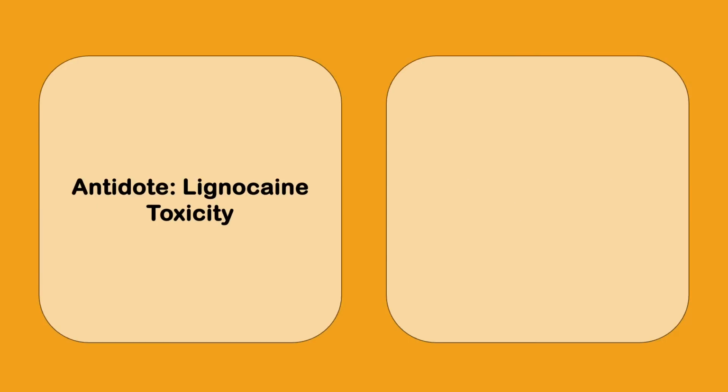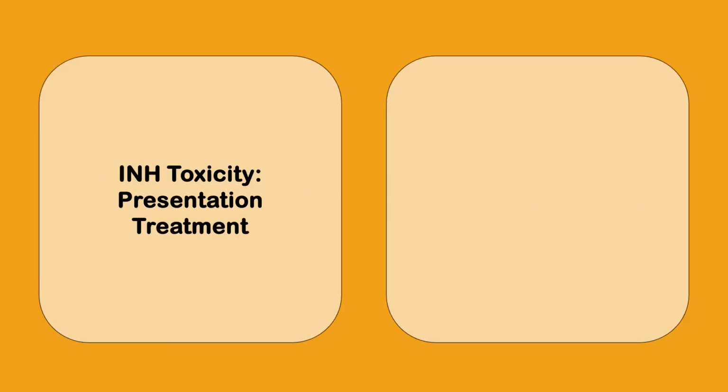Lignocaine toxicity, what antidote can we give? We give them intralipid emulsion. INH toxicity, isoniazid toxicity. How would they present and what would be the treatment? INH toxicity usually presents with seizures and the treatment is pyridoxine, which is your B6.